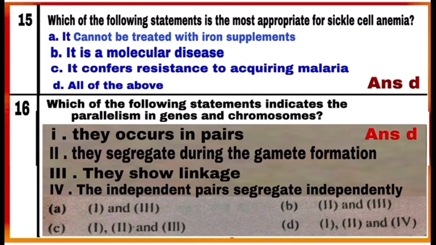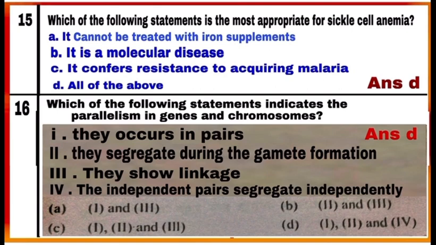Question 15. Which of the following statements is the most appropriate for sickle cell anemia? Statement A, it cannot be treated with iron supplements. Statement B, it is a molecular disease. And statement C, it confers resistance to acquiring malaria. All these three statements are appropriate for sickle cell anemia. So here mark D, all of the above, as correct answer.